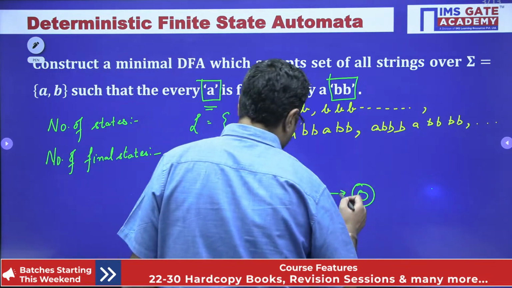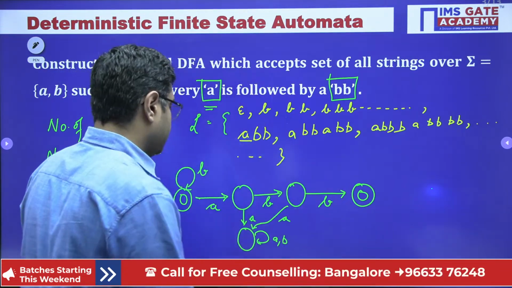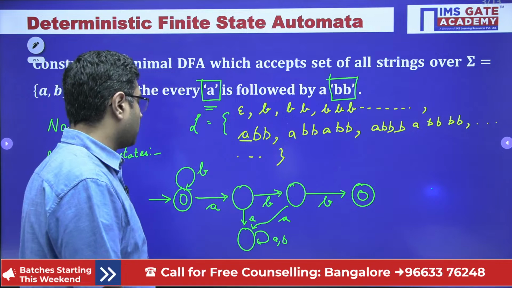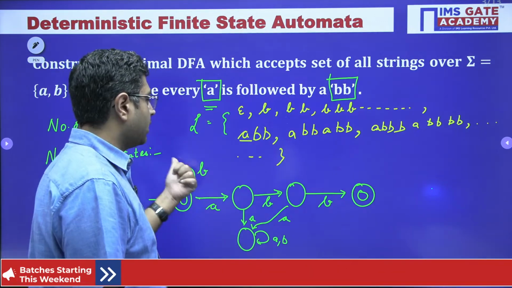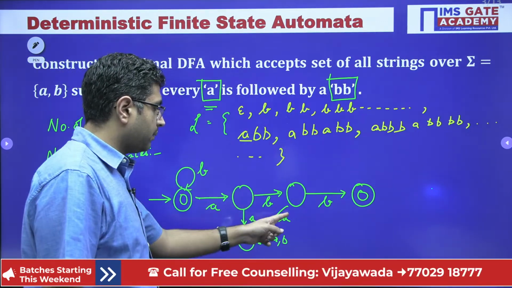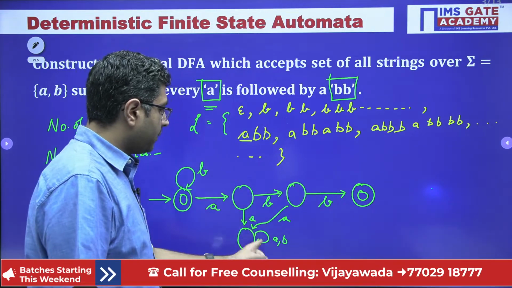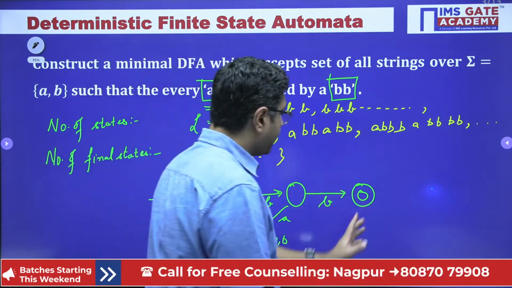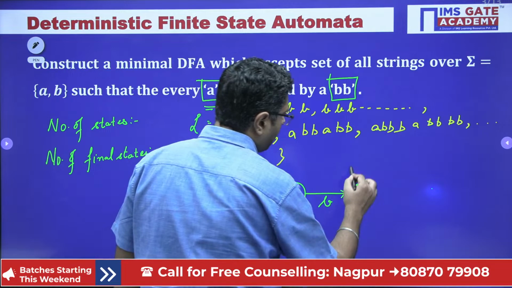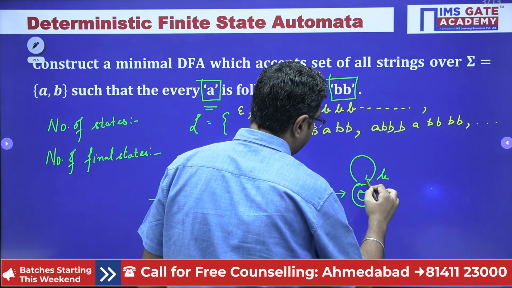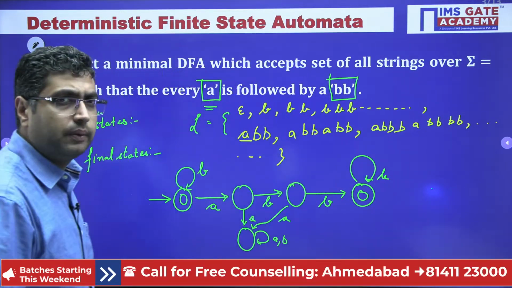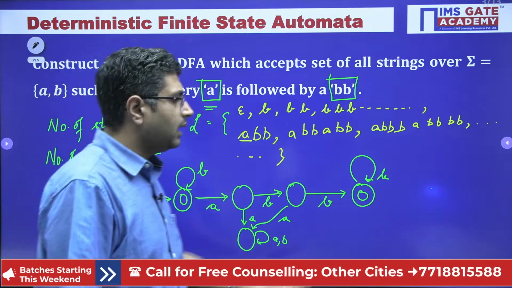And on this state, let's see whether all the transitions are complete or not. On this state, we have told what happens on A, what happens on B, and what happens on AB. Now on this state, if you get another B, we can have another B over here, because any number of B's is not a problem.